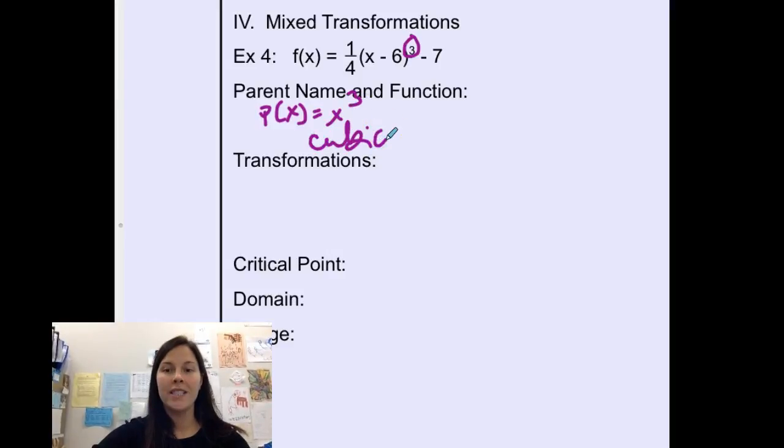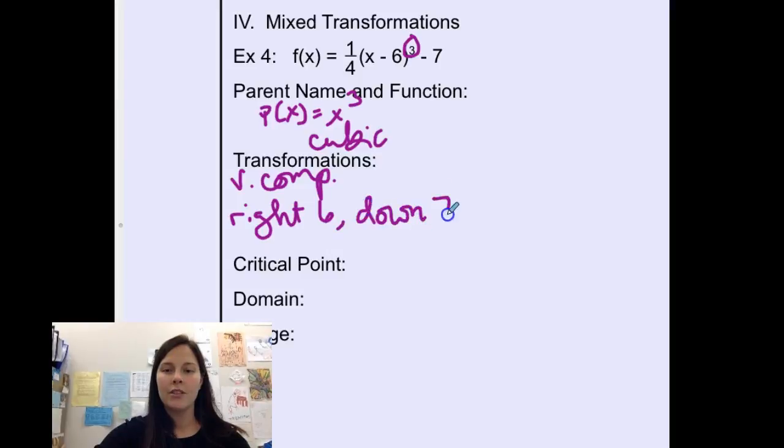All right, we'd see multiplication on the outside, not grouped with the x, so that is a vertical stretch or compression. The value is between 0 and 1, so that is a vertical compression. Inside, grouped with the x, we see a -6, so that shifts the graph opposite from what we think, because that's inside, grouped with the x. It looks like it's going left, but it's right 6. And then on the outside, we have that -7, so our graph is going down 7.